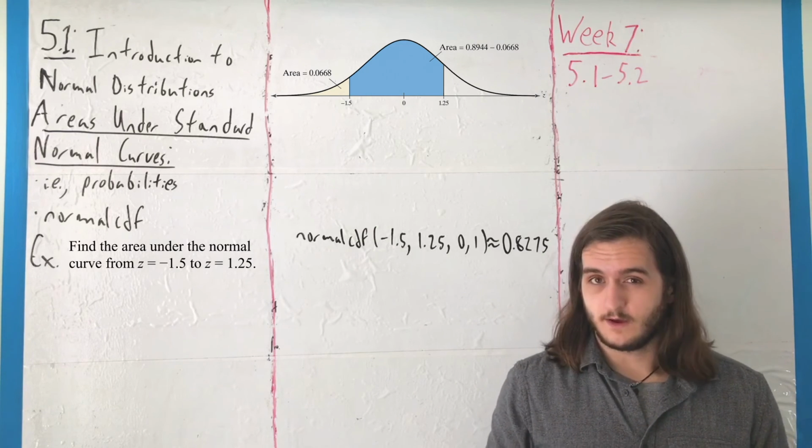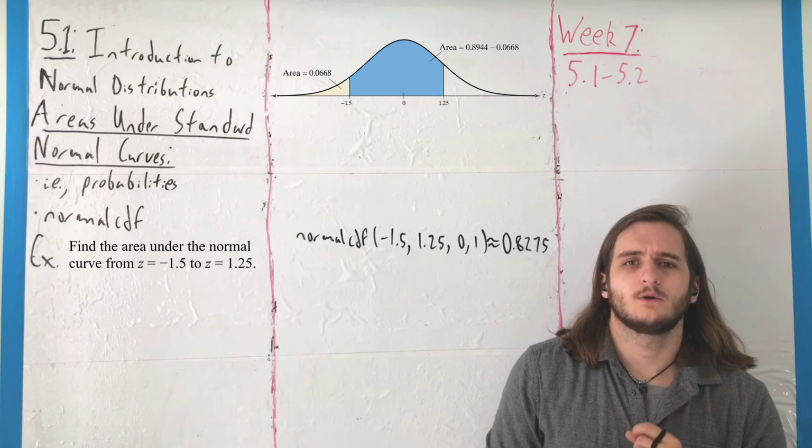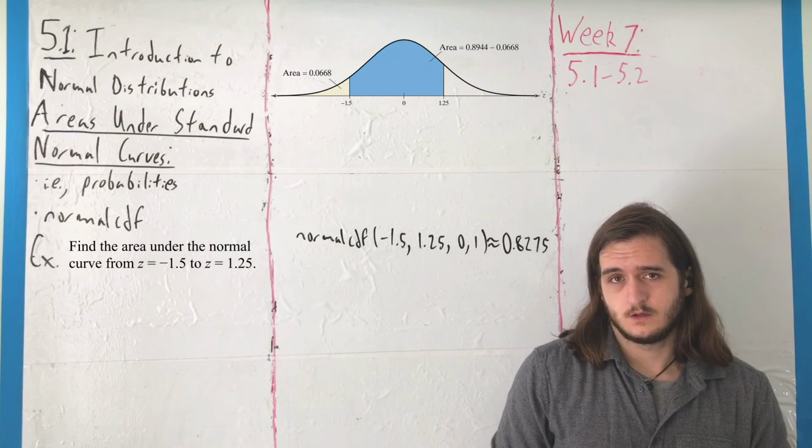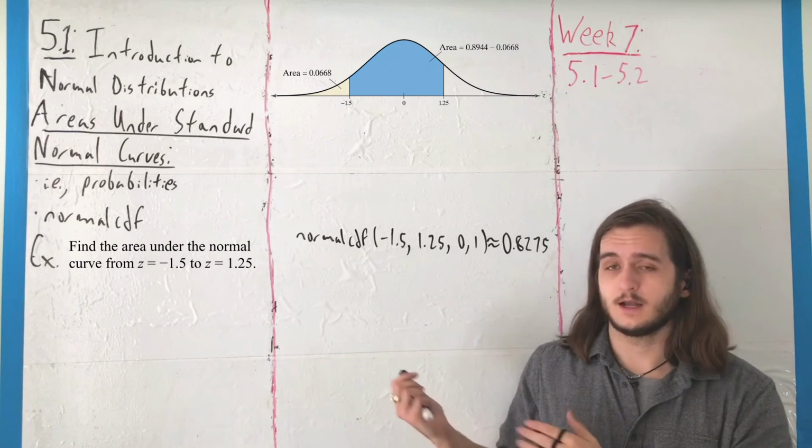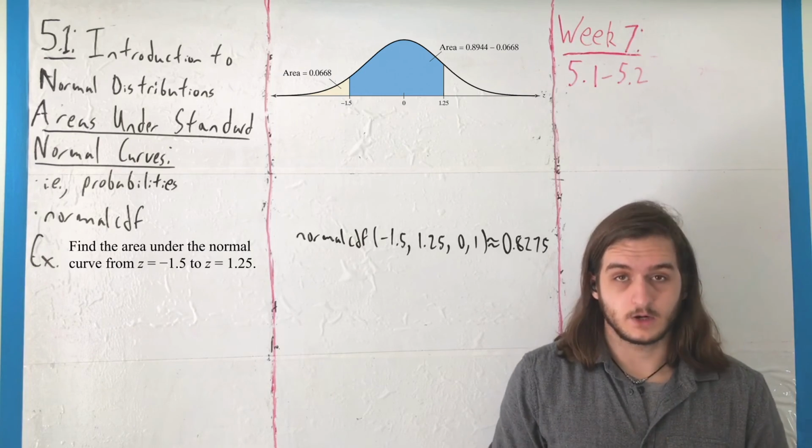Next, we're going to move on to section 5.2, where we're going to start talking about specific normal distributions in the context of this sort of area computation.